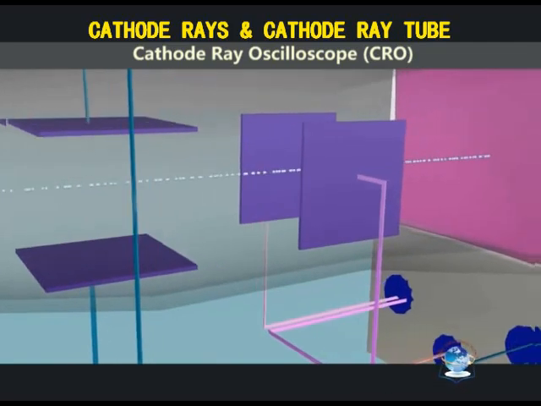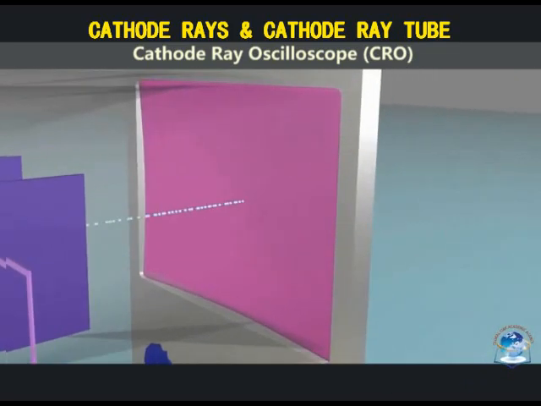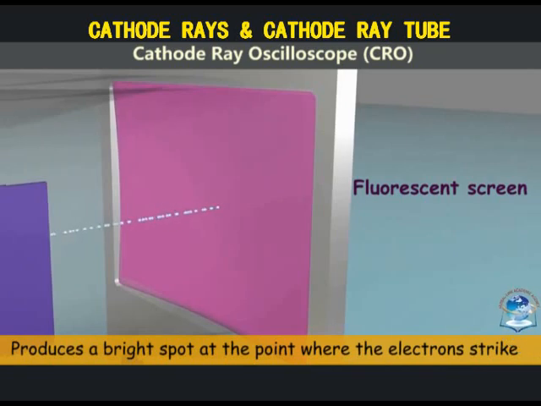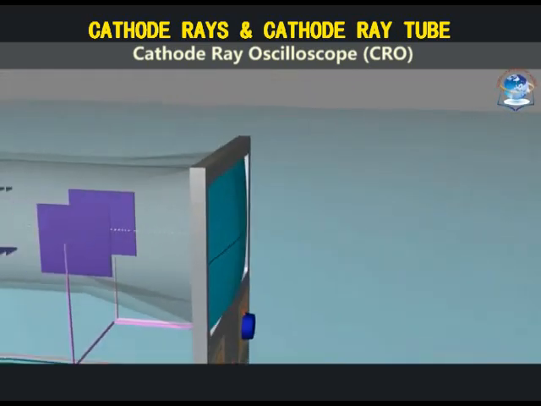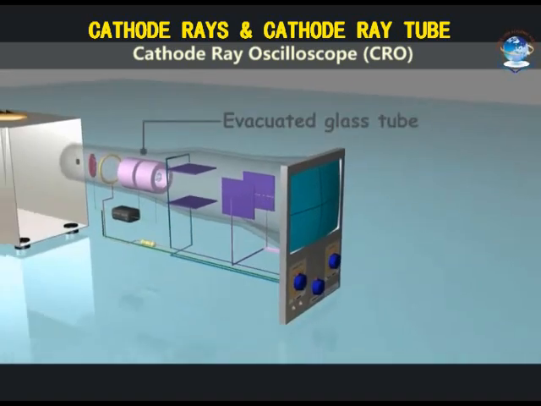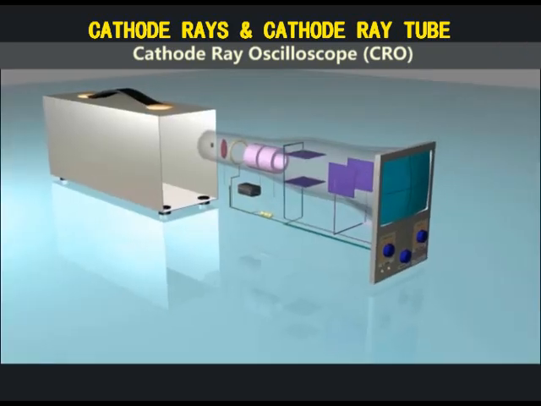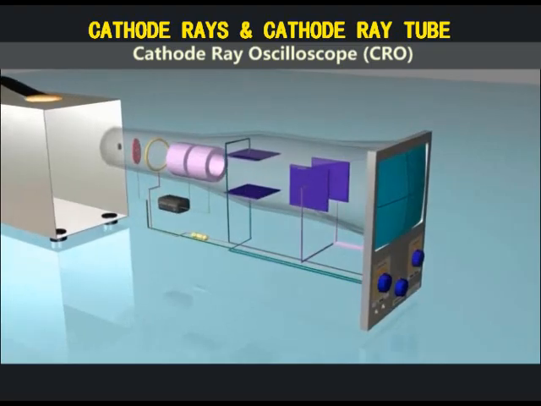The third main part is the fluorescent screen. This screen is coated from inside with a layer of a substance that is sensitive to electrons. It gives a bright spot at the position where the electrons strike. The three parts are then enclosed in an evacuated glass envelope. Let's look at each part in detail.